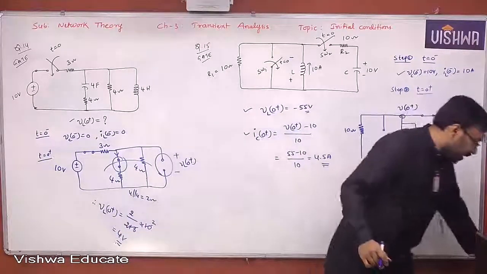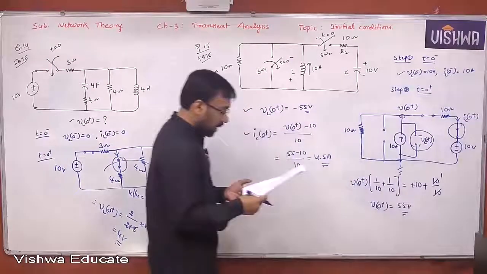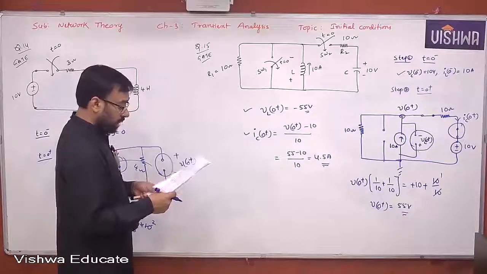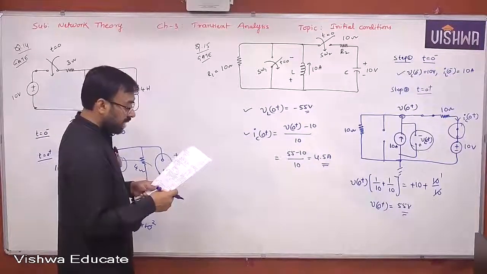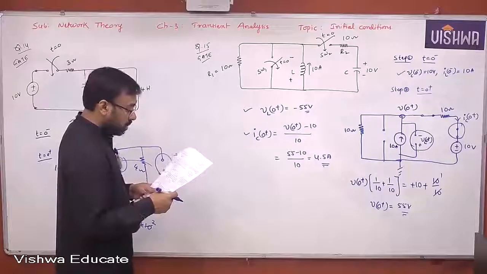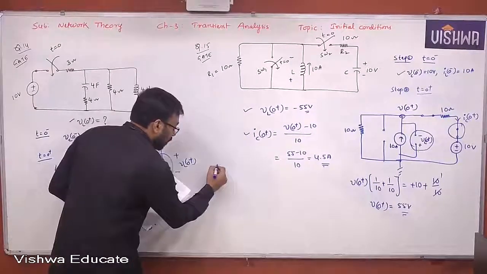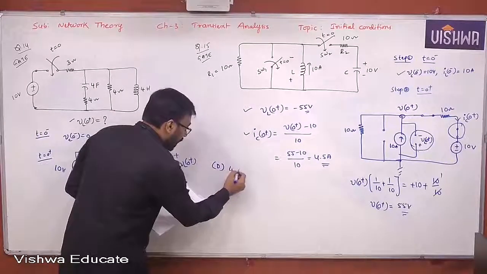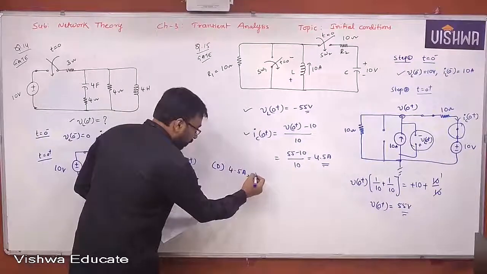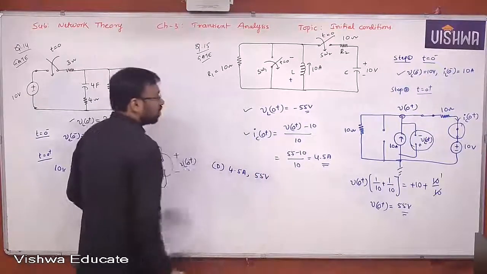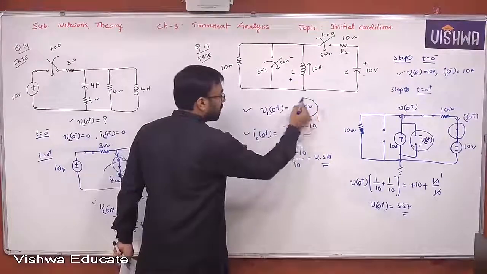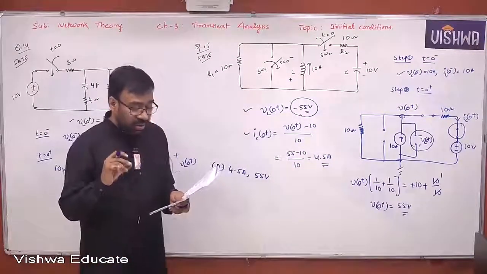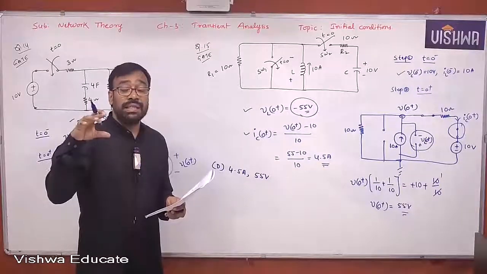But look at the options given. Option D, when you look at current through C and voltage across L at T equal to 0 plus, is given as 4.5 amperes, comma 55 volts. But look at this. What is the voltage across the inductor? Is it 55 or minus 55? Minus 55.